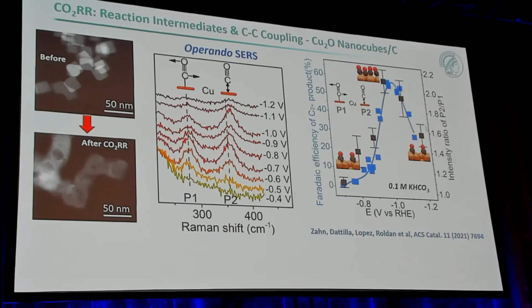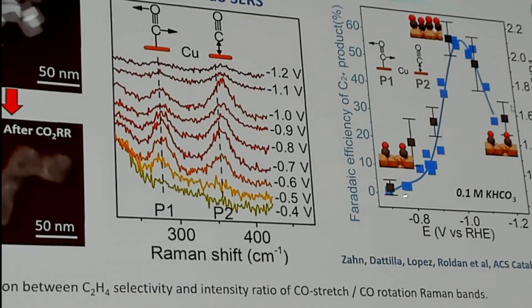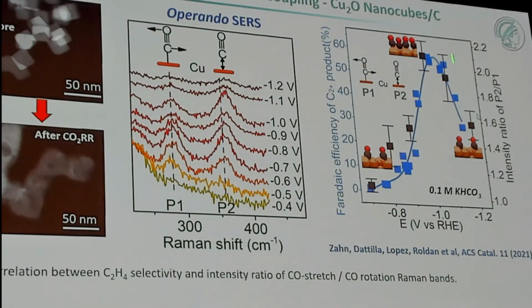And so we found out, working with the theorist Nuria Lopez, that the maximum ratio between this peak with respect to this peak, so this binding configuration preferred with respect to this one, is when we have the maximum CO coverage on our surface. And when you have the maximum CO coverage on the surface, if you plot the Faraday efficiency versus the applied potential, you see a maximum. And if you plot the ratio of these two peaks that correlates with the maximum CO coverage on the surface, you see the same trend.